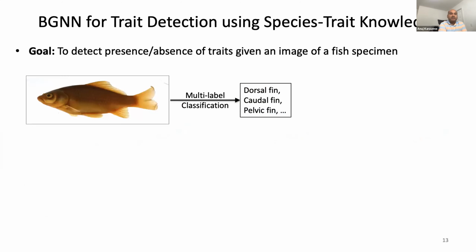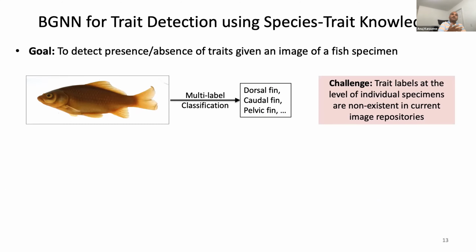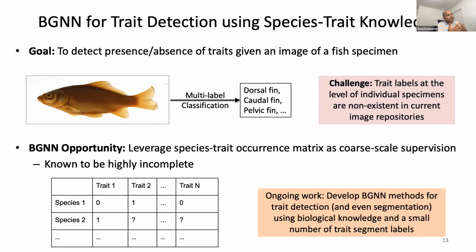Let me talk about another problem where we are looking at the problem of detecting traits. So given an image, we want to perform a multi-label classification of all of the different traits that are present or absent in this particular image. The challenge, of course, here is that we do not have trait labels at the level of individual specimens. Right? And this is where we can use another form of scientific knowledge, which is in the form of species trait occurrence matrices that are already provided to us by a domain expert. So for every species, we know which of the traits are present or absent in general for that particular species.